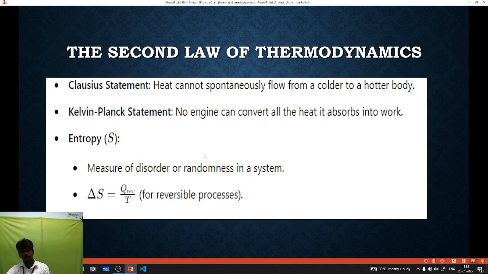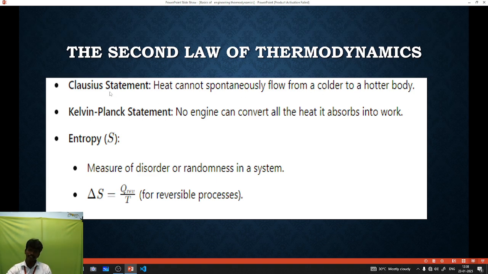The second law of thermodynamics: two scientists classified the second law of thermodynamics. First one, the Clausius statement. Clausius said heat cannot spontaneously flow from a colder to a hotter body. Heat flows spontaneously from a hotter body to a colder body. But for heat to flow from a colder body to a hotter body, it needs an external source, an external aid, to move the heat from the colder body to the hotter body.